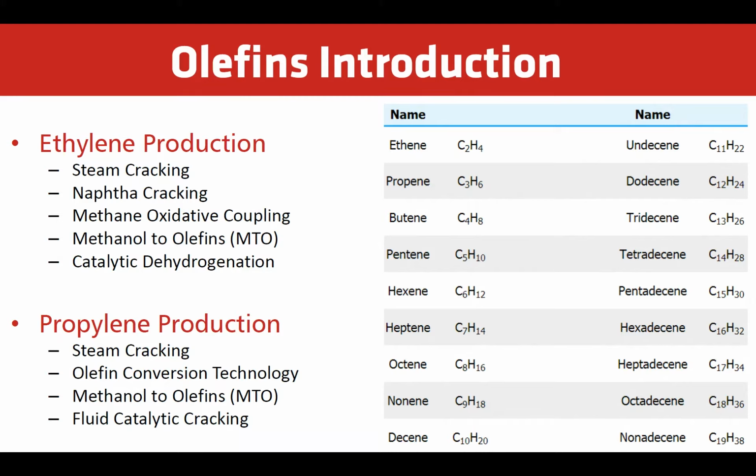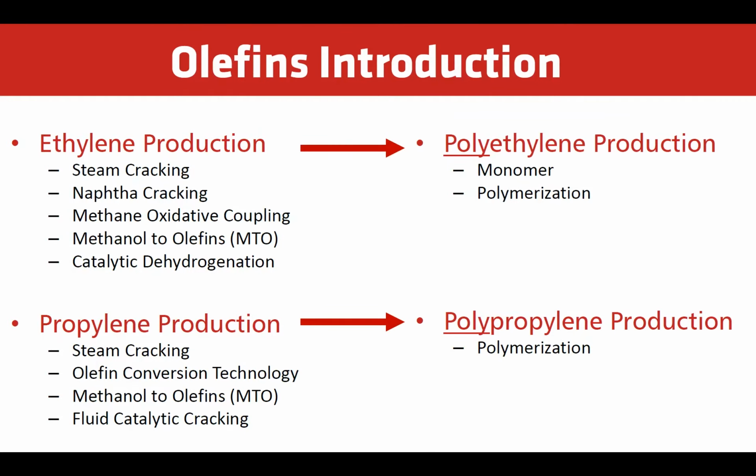Various industry methods are used to manufacture olefins. Steam cracking is a technique used for both ethylene and propylene production. After the olefins are manufactured, they are often used as feedstock for polyolefin production. Polymerization is a common technique used for both polyethylene and polypropylene production.